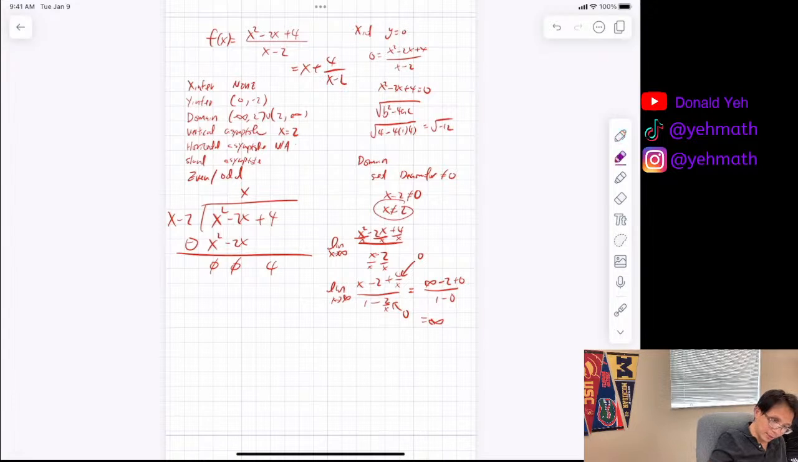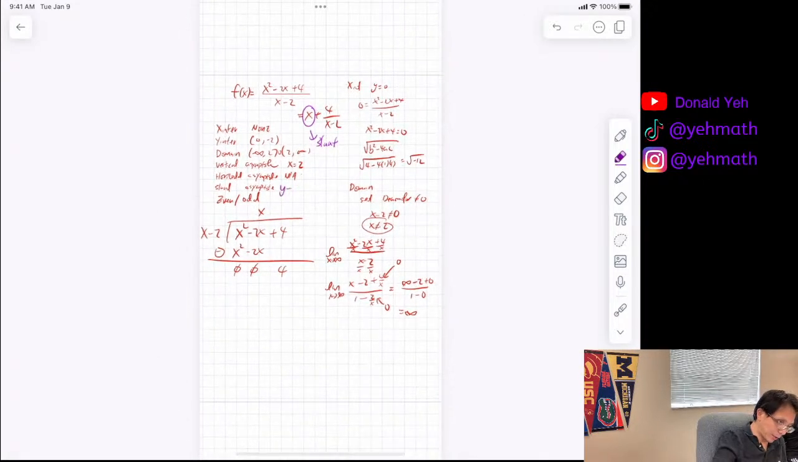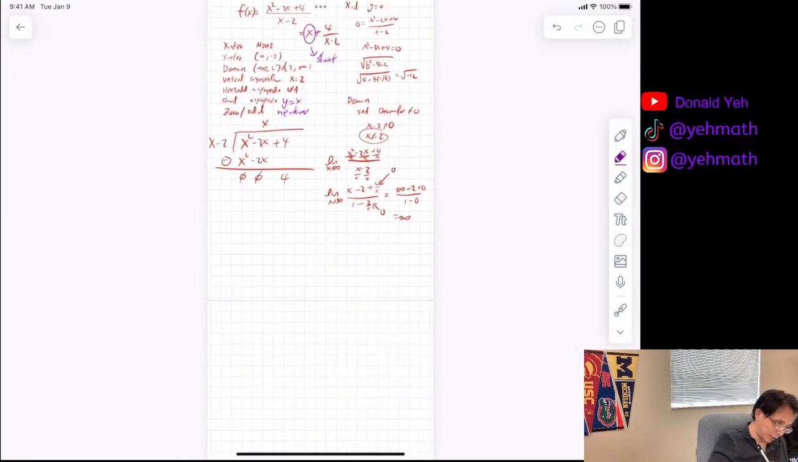Now, this is your slant asymptote right here. This is a slant. Not worry about the remainder. And so y equal to x is your slant asymptote. Is this even or odd? Well, this is neither function, so there's no symmetry. So just by the first original function, you can find a lot of things going on here.